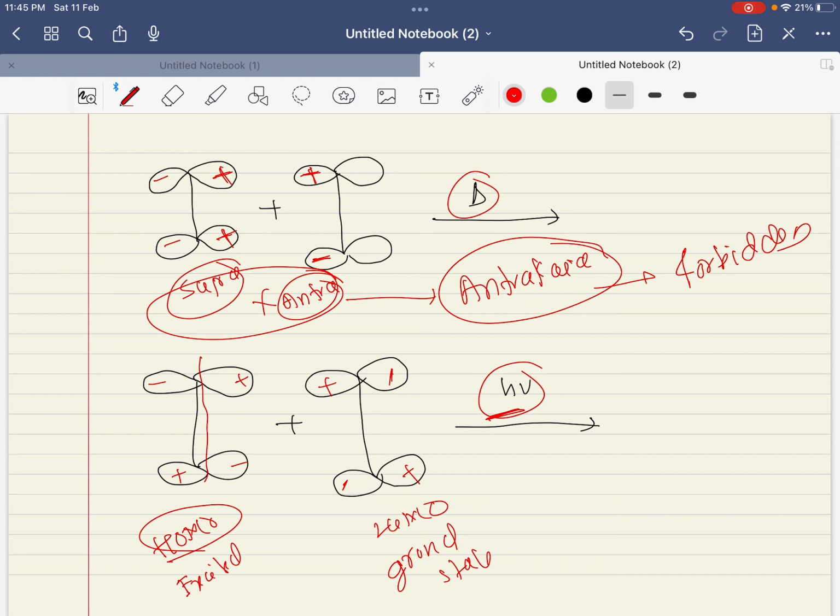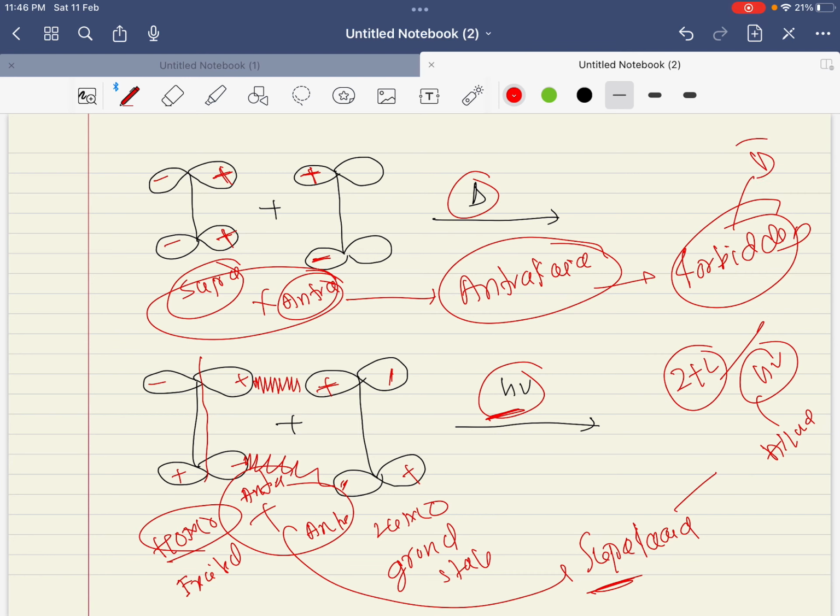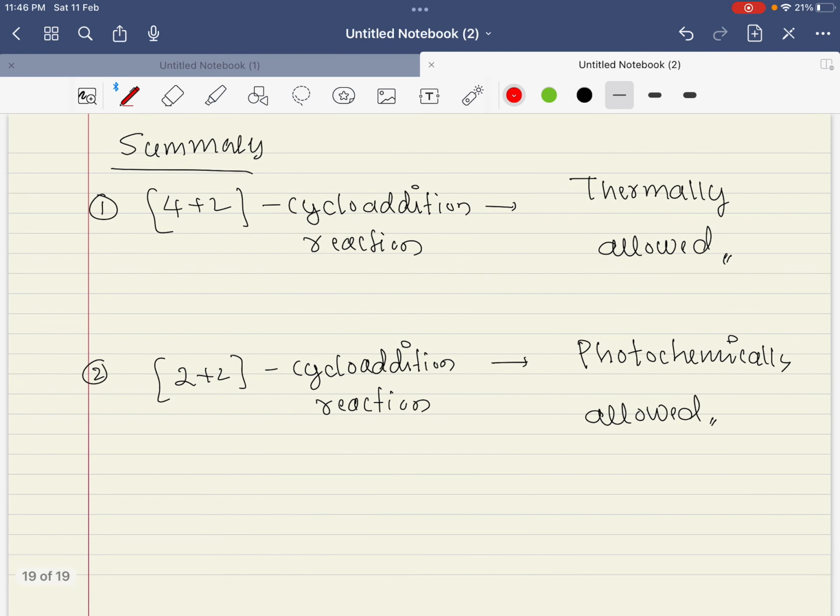What happened here? One is positive and another is negative. This is called intra. One is positive and another is negative, so this is also intra. So intra combination means it is suprafacial. The overlap is happening across the same phase of the pi system, which means it is suprafacial. Suprafacial means it is an allowed reaction. So what is the conclusion here? 2 plus 2 cycloaddition is allowed in a photochemical condition, and it is forbidden in thermal condition.